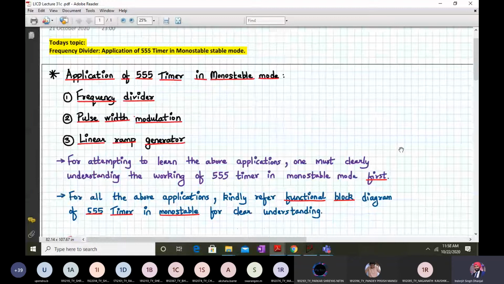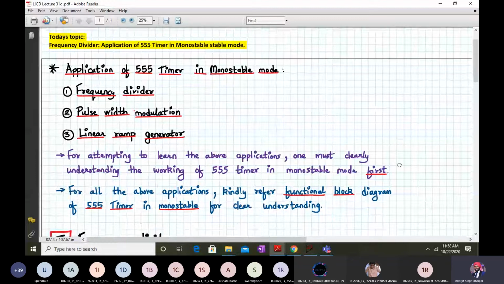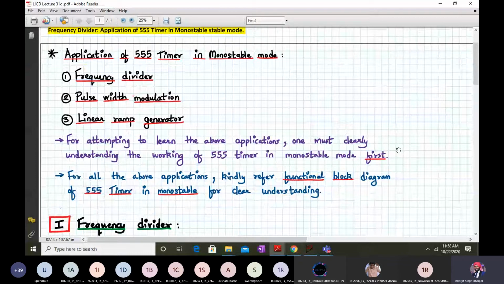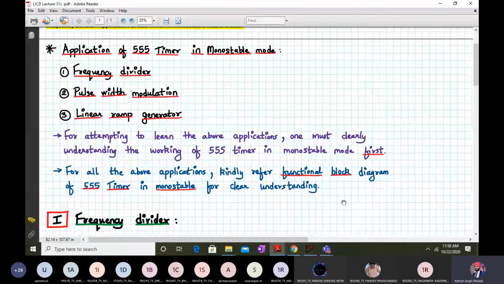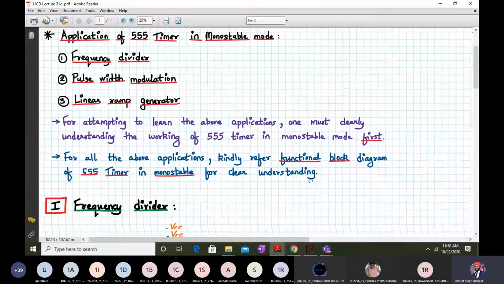An important point to note is, before attempting the above applications, one must clearly understand the working of 555 timer in the monostable mode first. If you have a thorough understanding of the monostable multivibrator, then only attempt these applications. And for all the above applications, kindly refer to the functional block diagram. I have included that, so for clear understanding you will know what is happening inside. Fine, so let us start with the main topic.